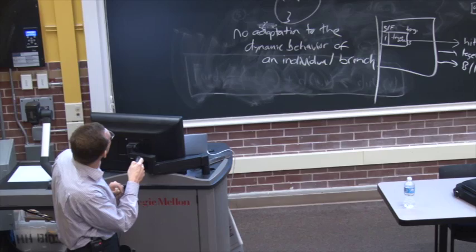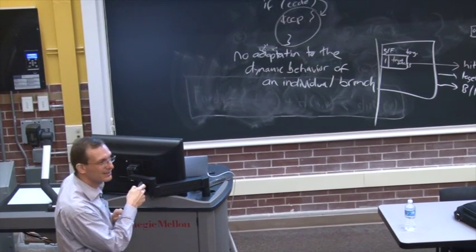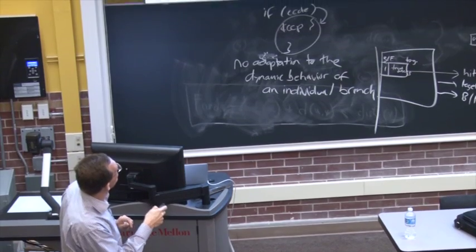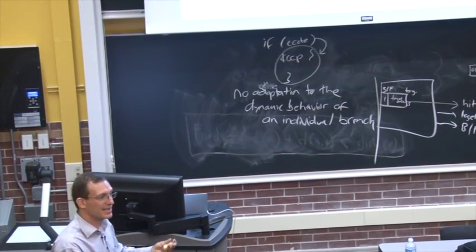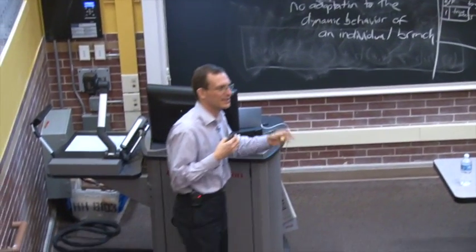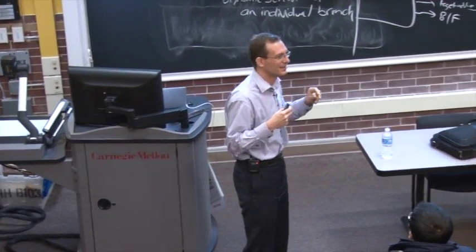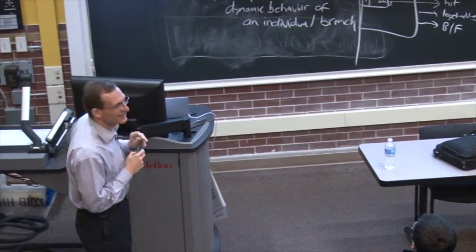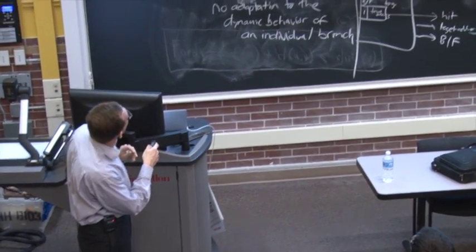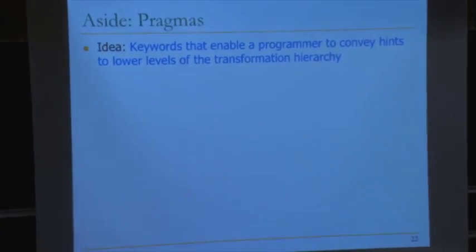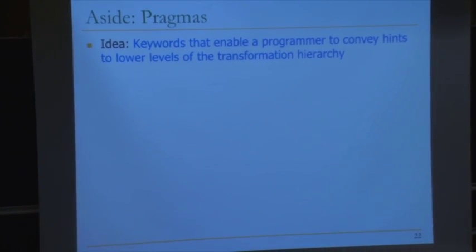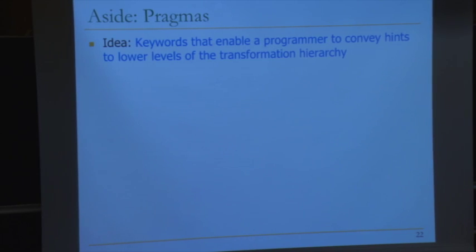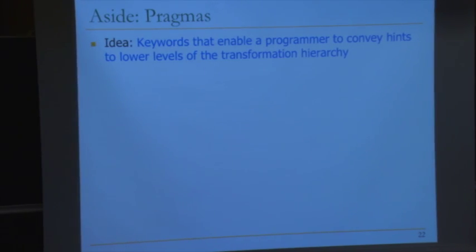Well, basically, you add something called a pragma into the programming language that qualifies a branch as likely taken or likely not taken. Are you guys familiar with pragmas? Yes, some of you. A pragma is essentially a keyword that enables a programmer to convey hints to the lower levels of the transformation hierarchy. You have the programming language, and let's say you have the compiler here, but you could have the runtime system also.